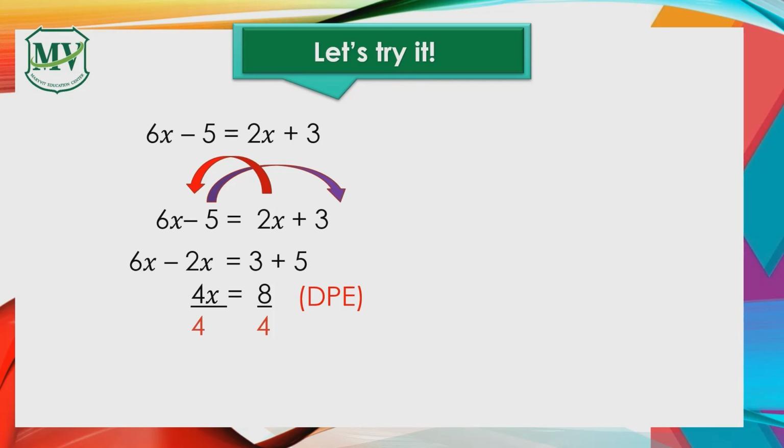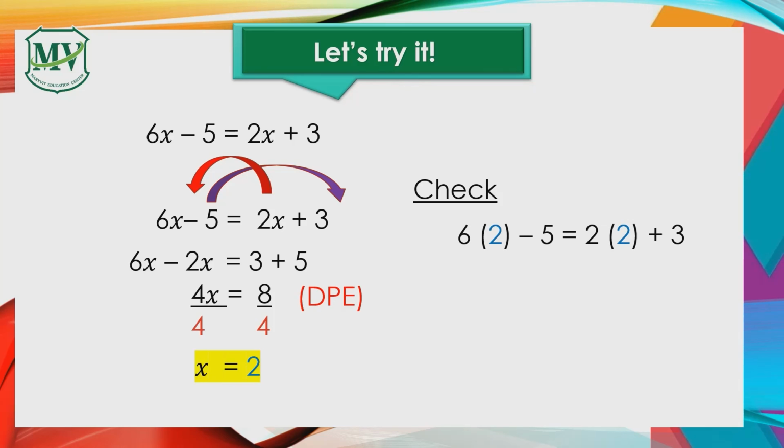4x divided by 4 is equal to 1x. 8 divided by 4 is equal to 2. Or simply, x is equal to 2. To check this one, we are going to substitute the value of x to the original equation.